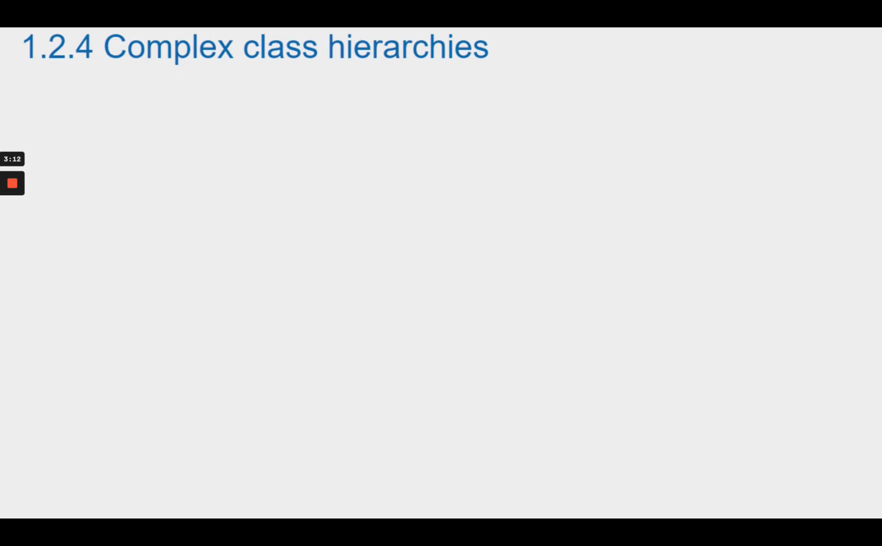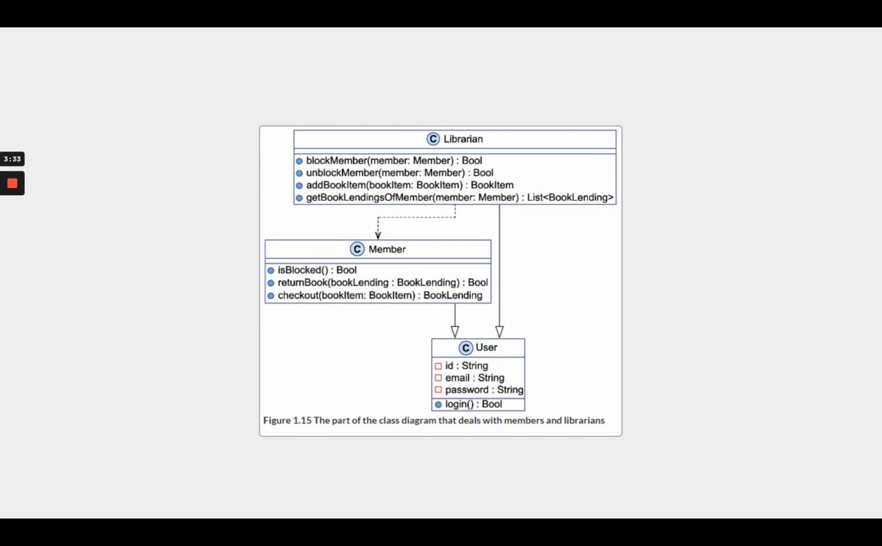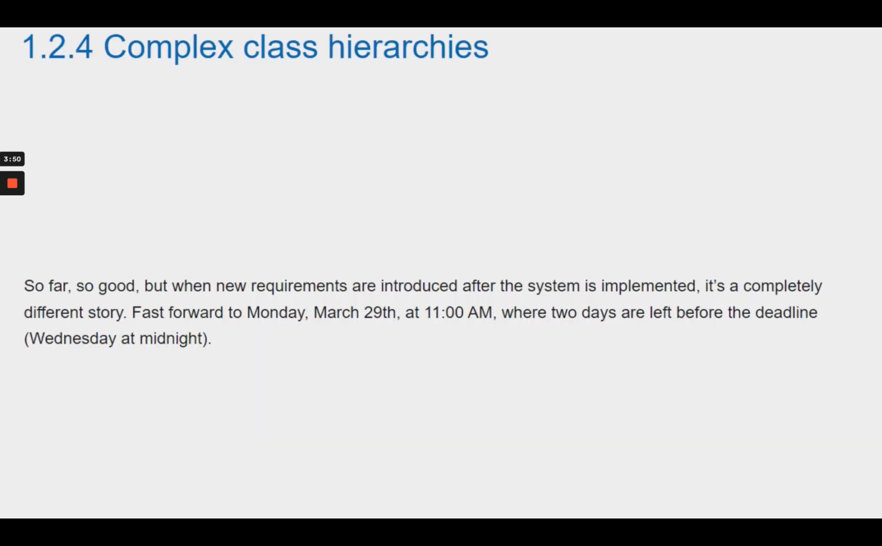Section 1.2.4 Complex Class Hierarchies. One way to avoid writing the same code twice in OOP involves class inheritance. Indeed, when every requirement of the system is known up front, you design your class hierarchy in such a way that classes with common behavior derive from a base class. Figure 1.15 shows an example of this pattern that focuses on the part of our class diagram that deals with members and librarians. Both librarians and members need the ability to log in, and they inherit this ability from the user class. So far, so good.